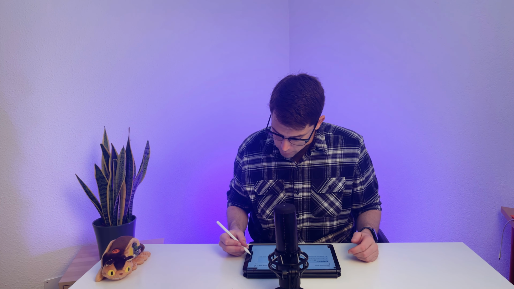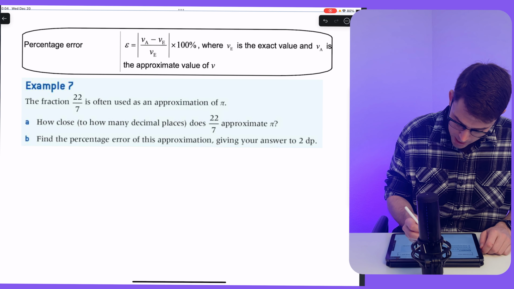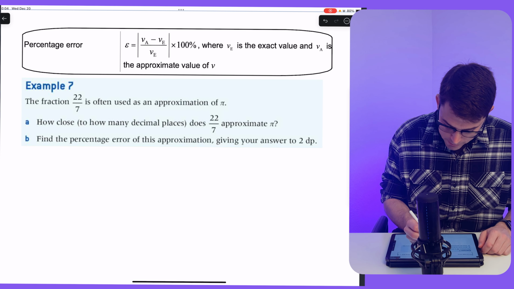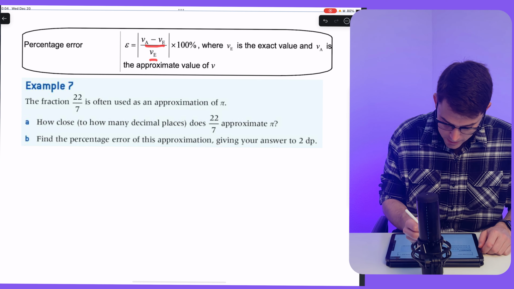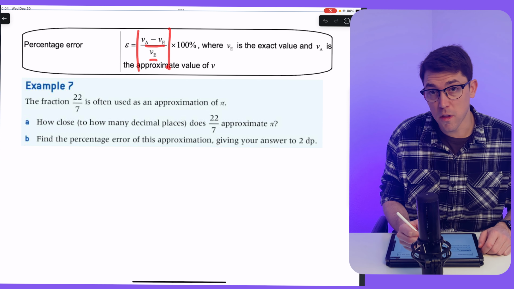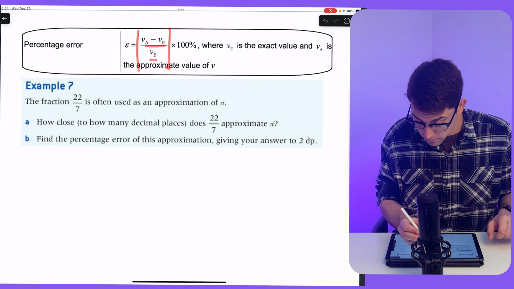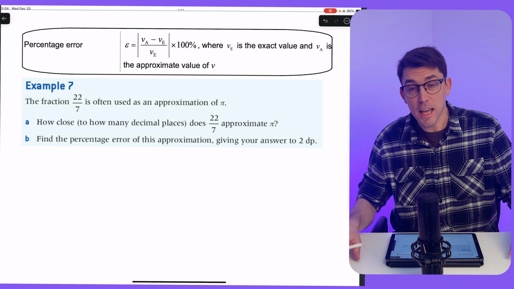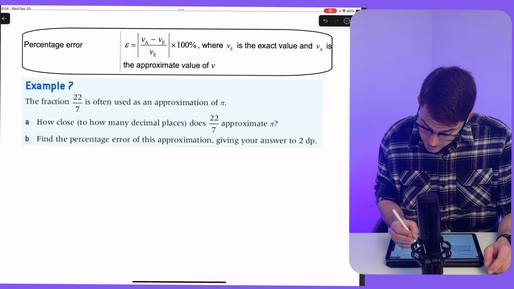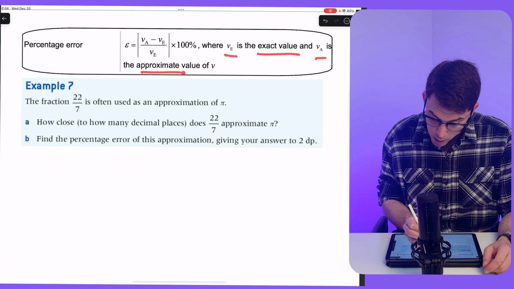So the percentage error formula is given to us, at least in the AISL formula booklet, as VA minus VE all over VE. You take the absolute value, so all that means is that if it's a negative number, you make it positive, and you multiply by that 100 to give it a percentage value. So E is the exact, A is the approximate.